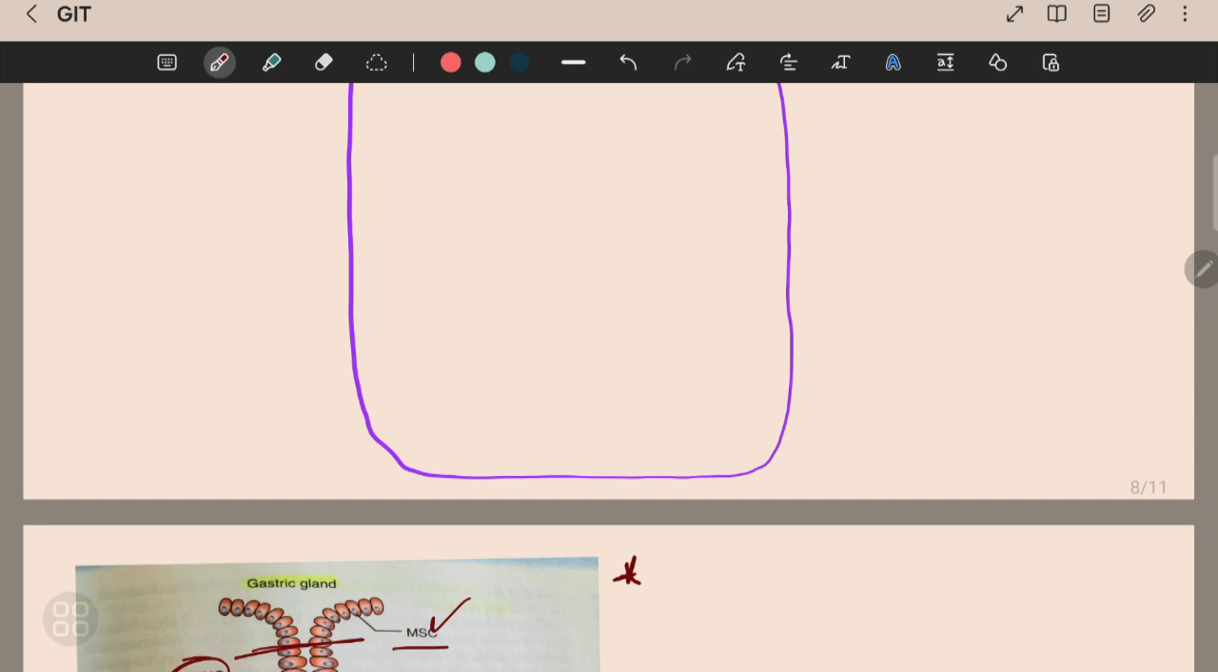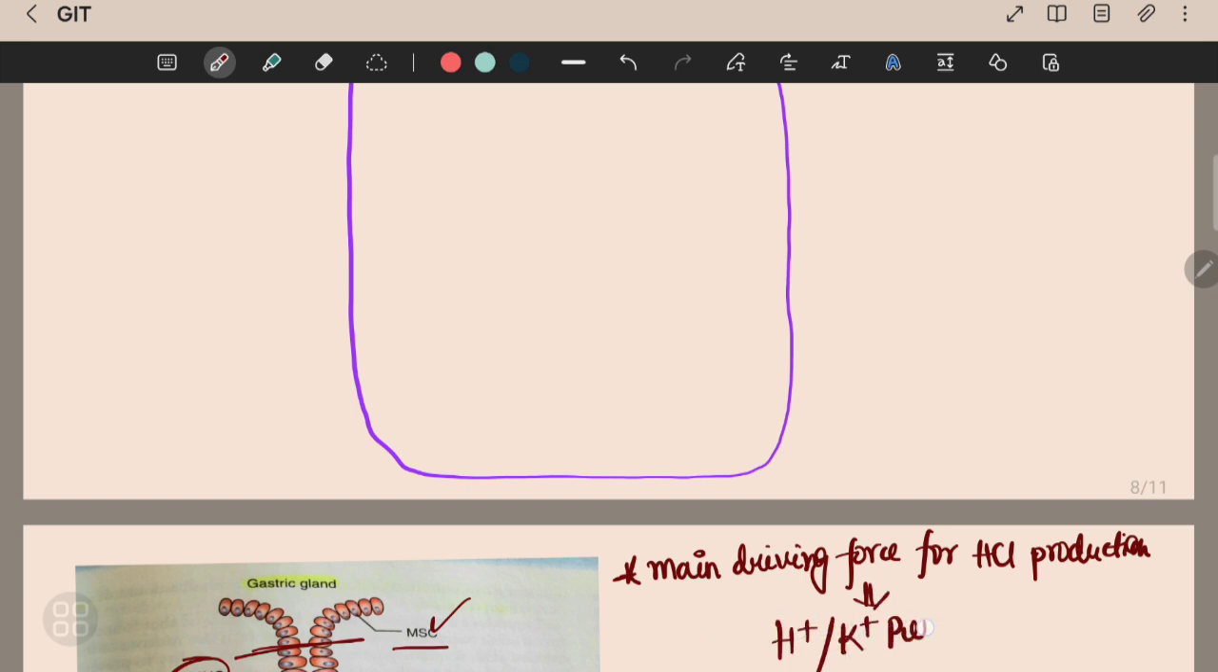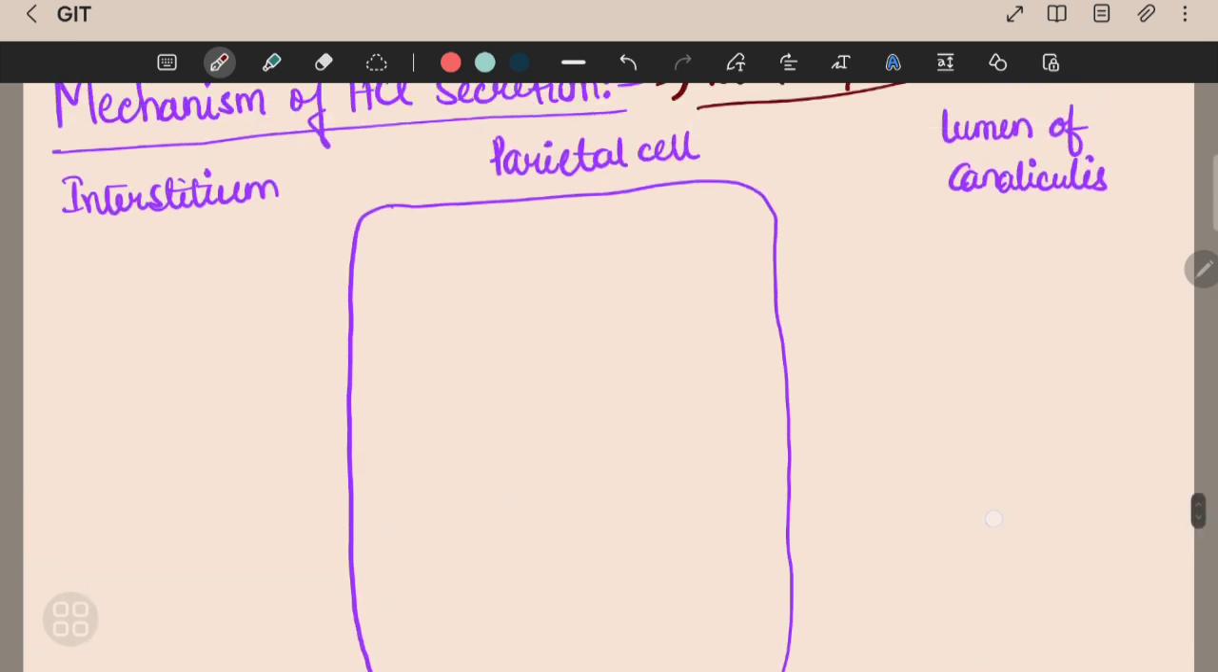Remember that the main driving force for HCl production, what is this driving force? This is mainly contributed by the hydrogen potassium pump, and that requires ATP, so that is an ATPase pump. So this is very clear. So what will happen actually? This is the parietal cell, this is the lumen of the canaliculi, and that is the interstitium.